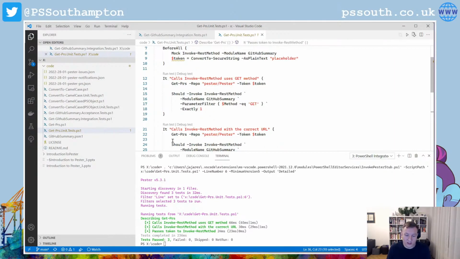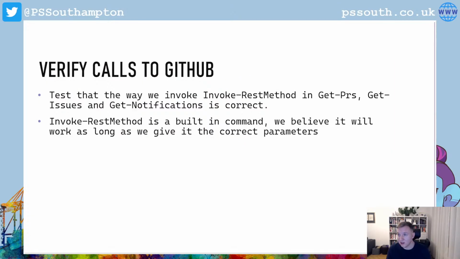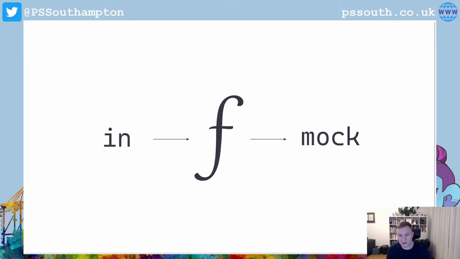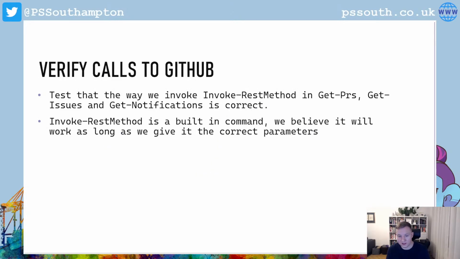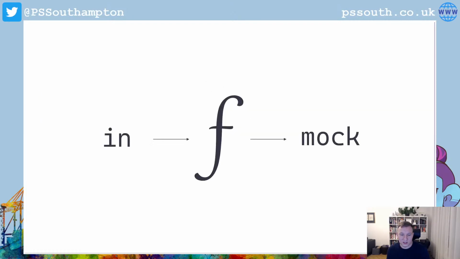So overall, that's what we actually wanted to do. What this does is that we have some input, we call a function that calls a mock, and we provide the input and we assert that the mock was actually called in the correct way. So we are testing the tiny piece between our own function that is actually calling invoke REST method, sorry.